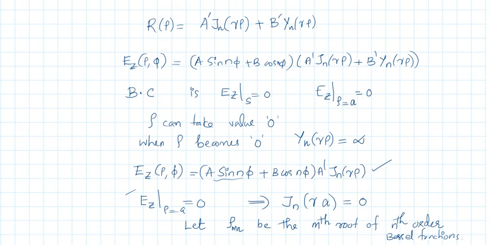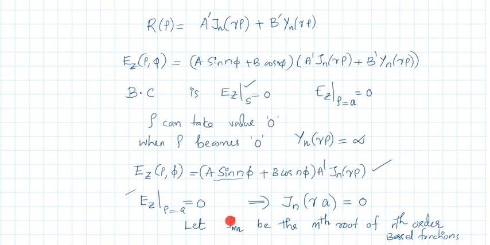Now, what is the boundary condition? It is Ez at the surface equal to 0. What is the meaning of surface? Cylindrical surface means rho becomes a. Ez at rho equal to a is 0. Here the only term which contains rho is this Bessel function. So Jn of gamma a is equal to 0.